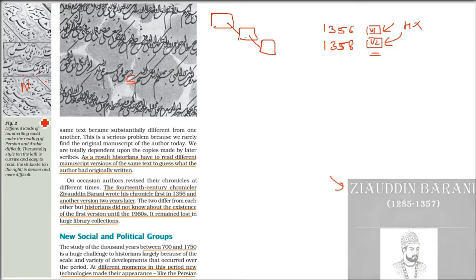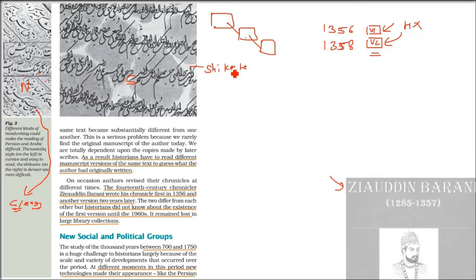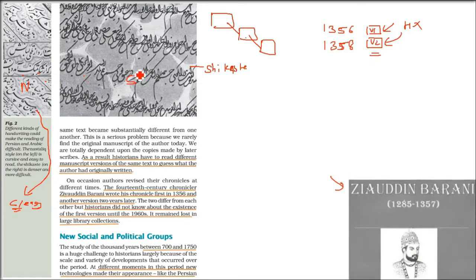If you see the left-hand side, this Nastaliq is cursive and easy. Cursive and easy, what does it mean? Cursive means the hand continues writing, and it's easy to understand, easy to learn, right? And what about the other one? Which is Shikast. The Shikast is quite denser and it is more difficult to read.